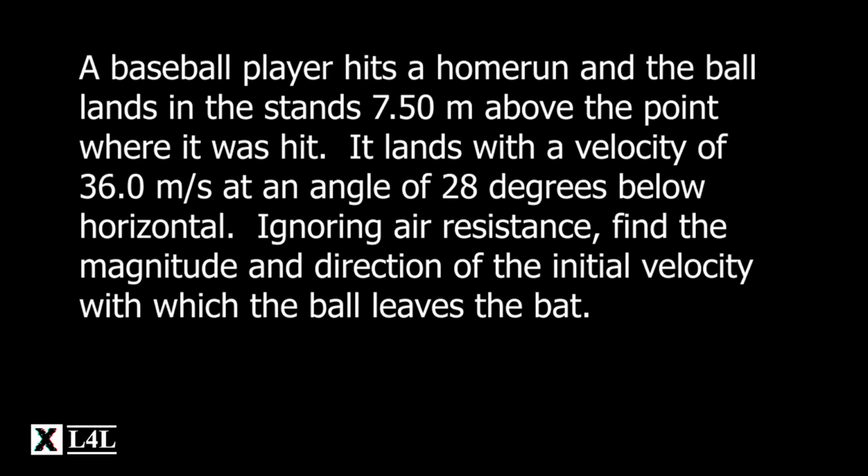A baseball player hits a home run and the ball lands in the stands 7.5 meters above the point where it was hit. It lands with a velocity of 36 meters per second at an angle of 28 degrees below the horizontal. Ignoring air resistance, find the magnitude and direction of the initial velocity with which the ball leaves the bat.